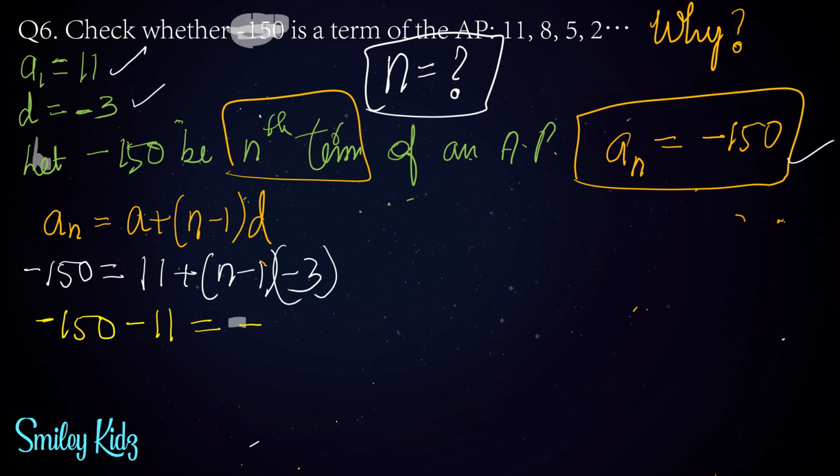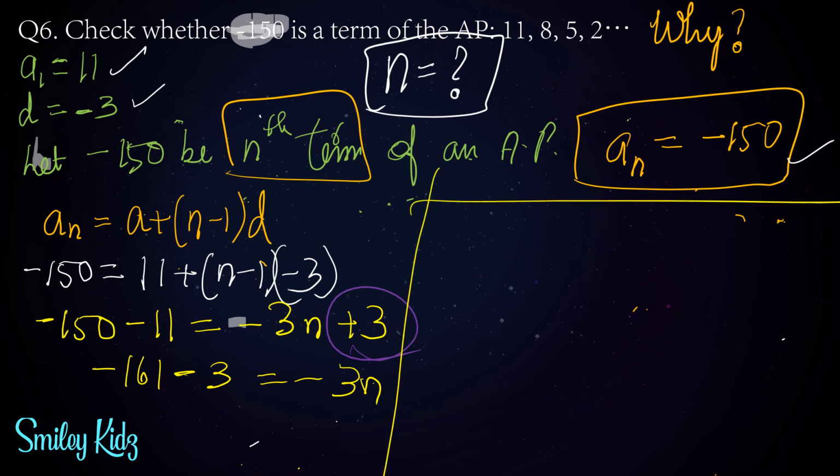Here we have minus 3n plus 3. Now what is this? Minus 150 minus 11. It is minus 161. Now I'm going to transpose this positive 3 to the other side. It turns out to be negative 3. So minus 161 minus 3 is equal to minus 3n.